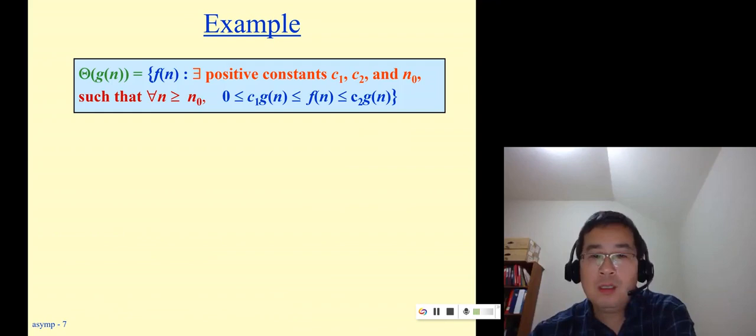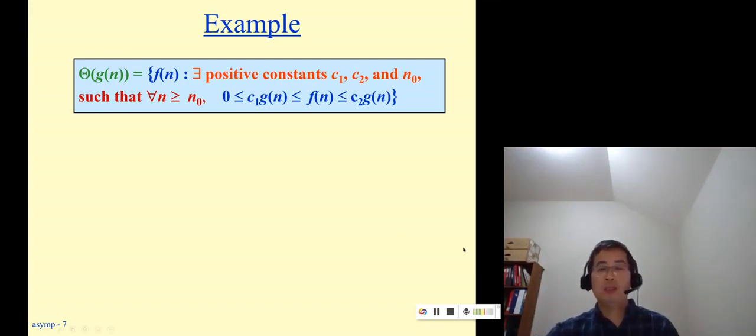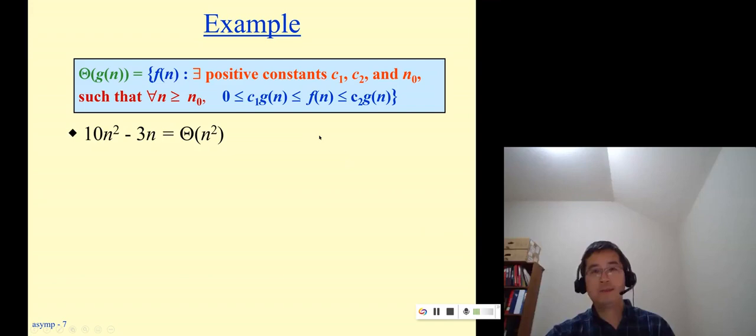Okay, let's look at the examples. We said if we want to prove one example function, one exact complexity function, belongs to this set, we need to use the definition. That's why we write the definition here. For example, we want to prove this one, 10n squared minus 3n equal to theta of n squared. So how to prove this one?